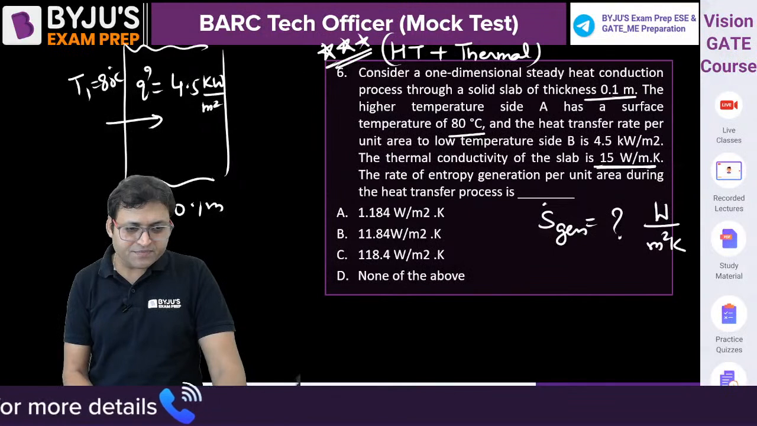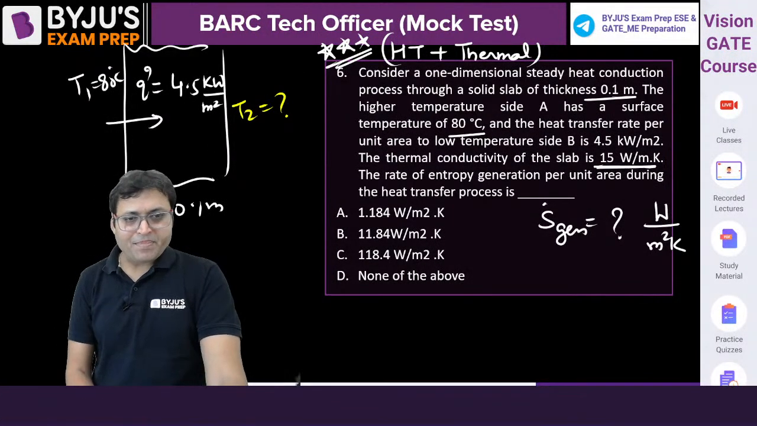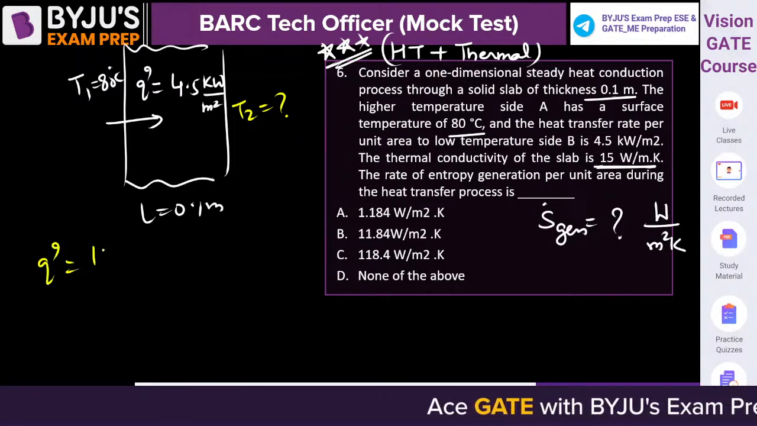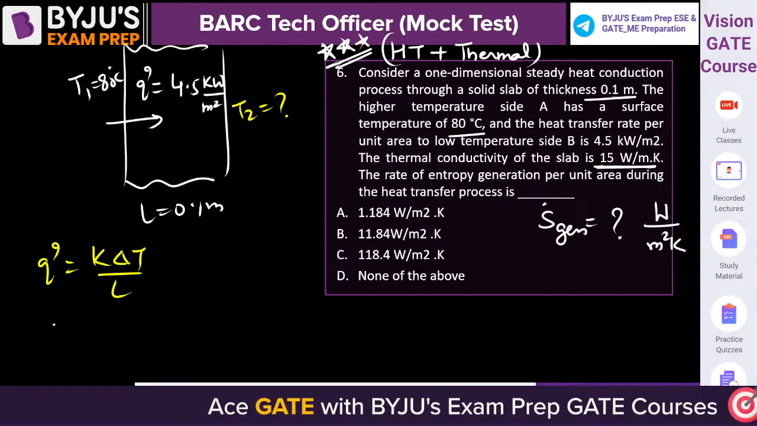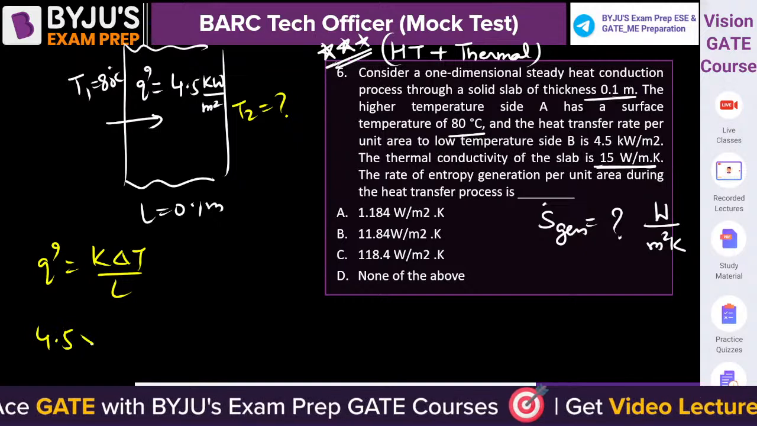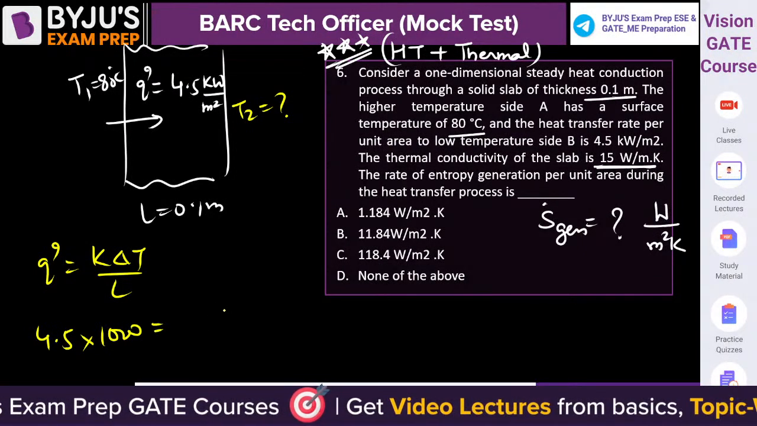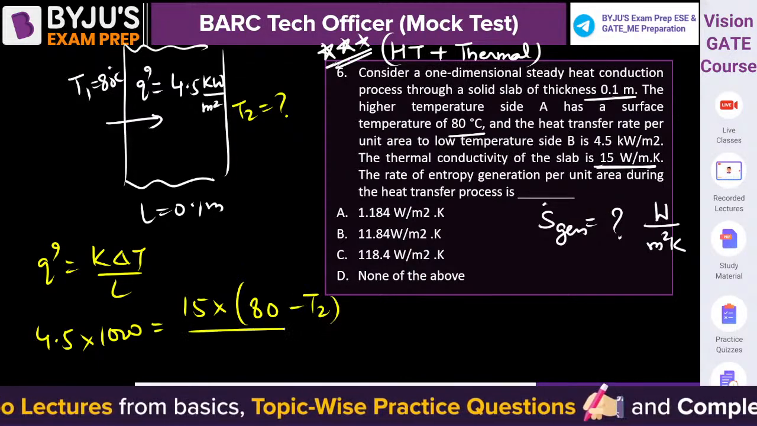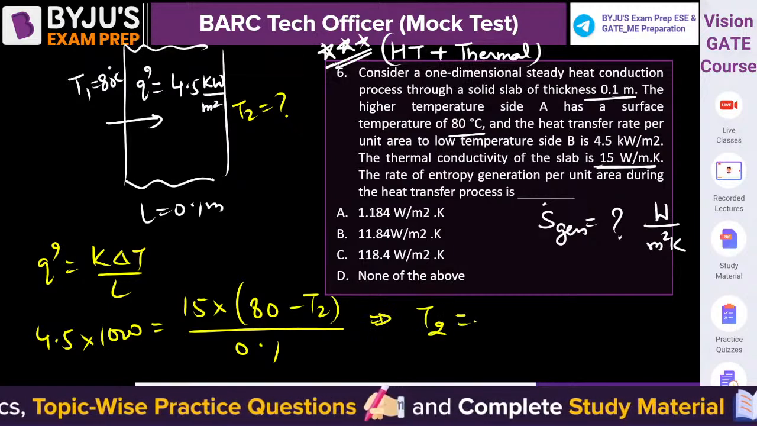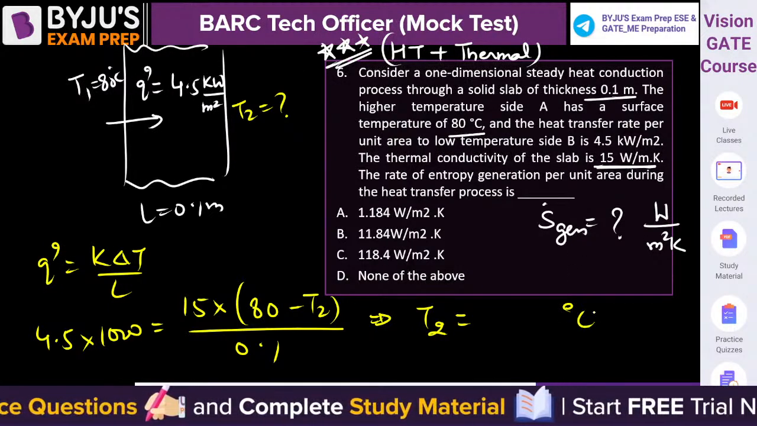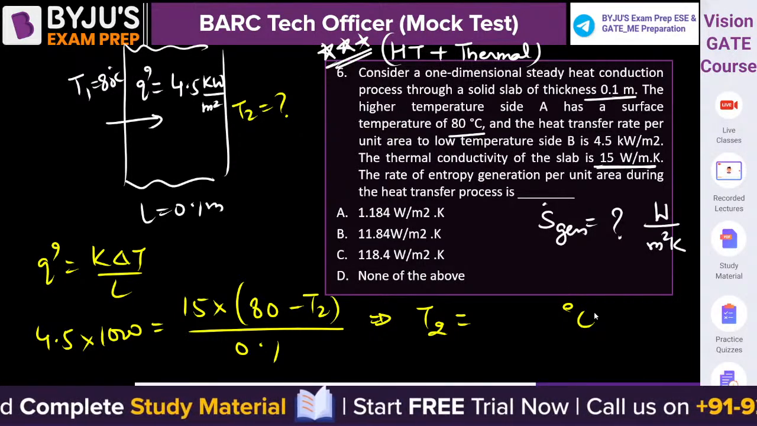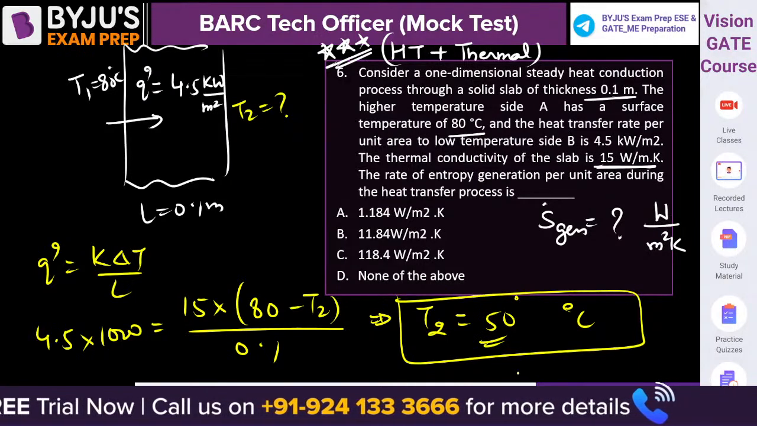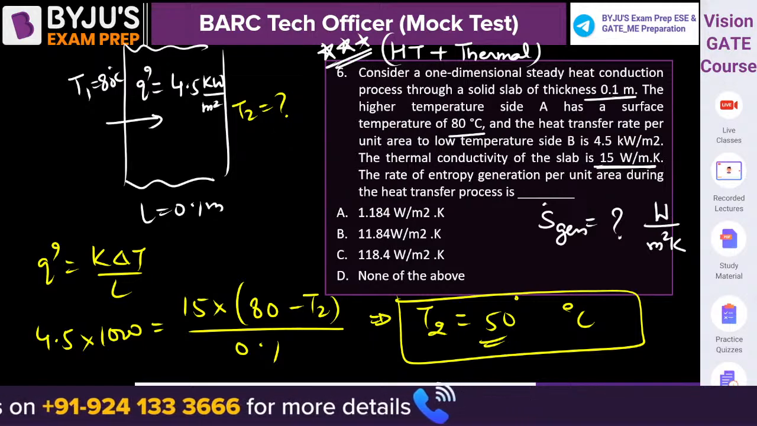Can we find out T2 first? By using the concept of heat transfer, can we say Q dash is equal to K delta T by L? Q dash is equal to 4.5 into 1000 is equal to K, that is 15, then T1 minus T2, 80 minus T2, upon L, that is 0.1. What is the value of T2? First of all, let me know the value of T2 in degrees Celsius. Are you getting 50 or not? The value of T2 in degrees Celsius, is it 50 or not?